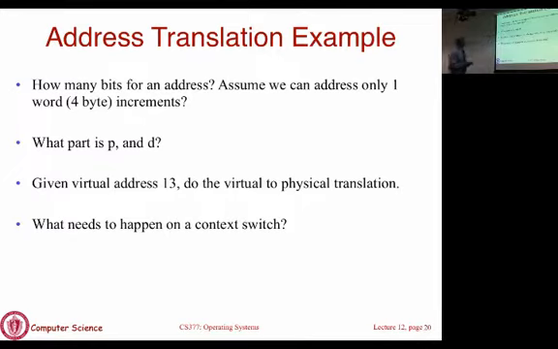Okay. So now the question is slightly different. It says assume that you can address RAM in one word increment, and each word is 4 bytes. So then it's asking what part is P and what part is D. It's asking you to translate address 30. Okay, so I'll show you the example again.